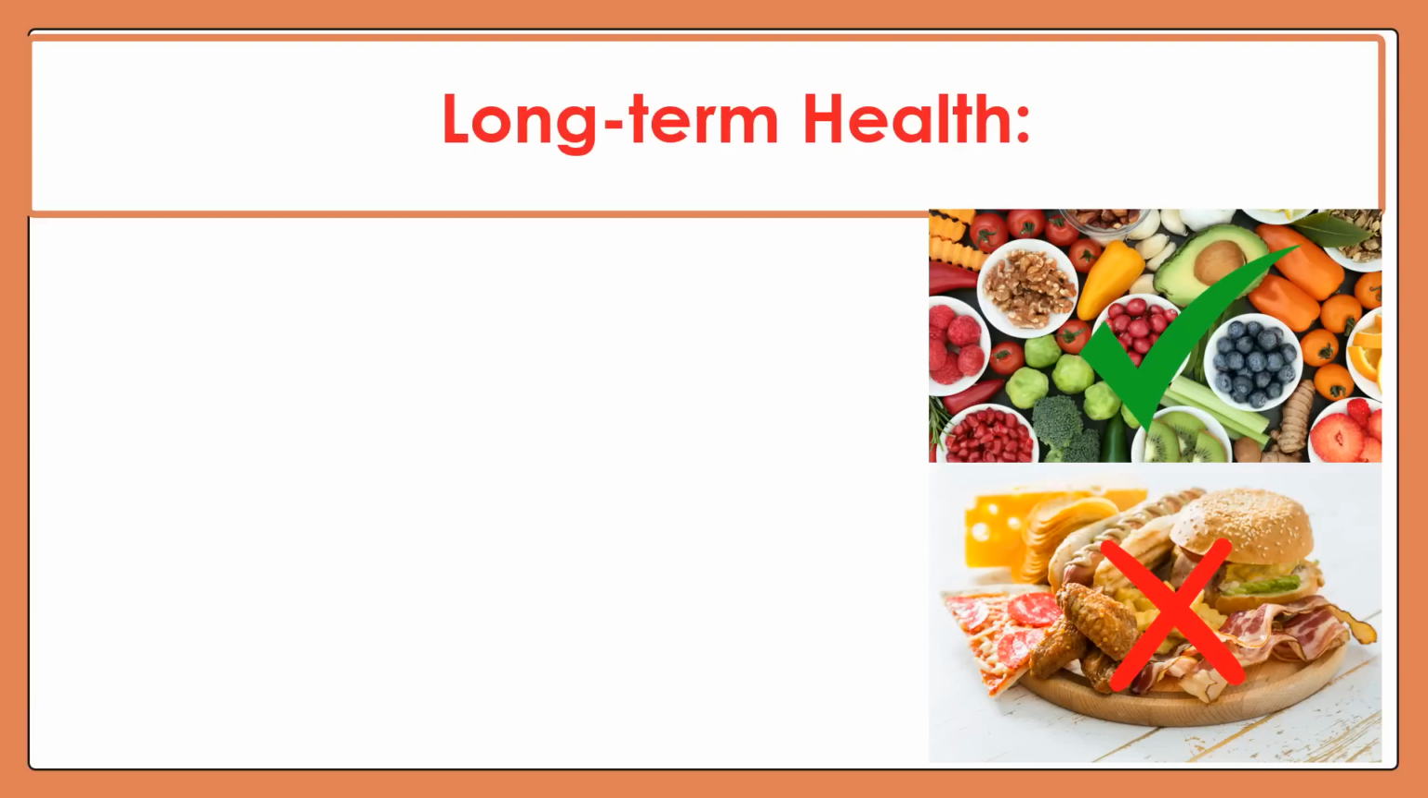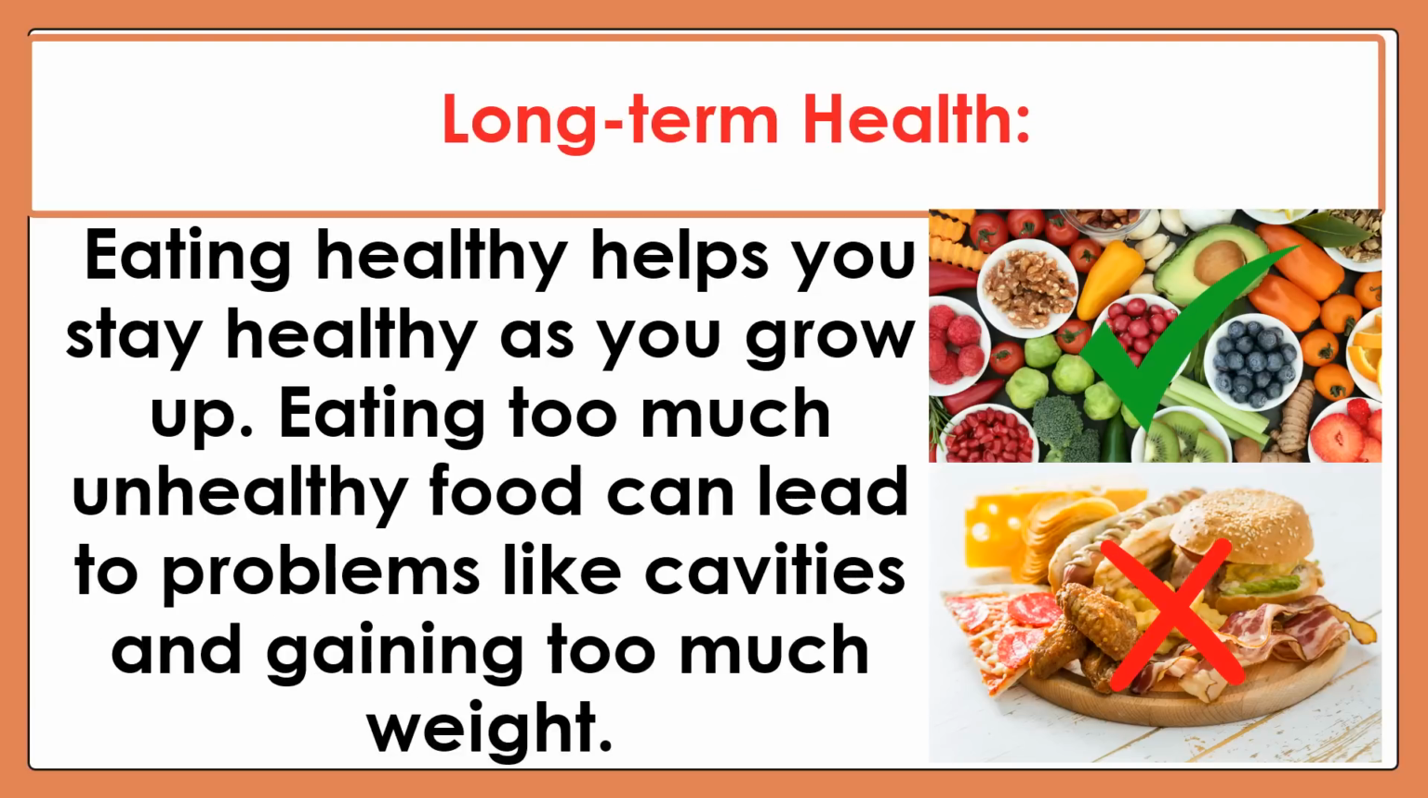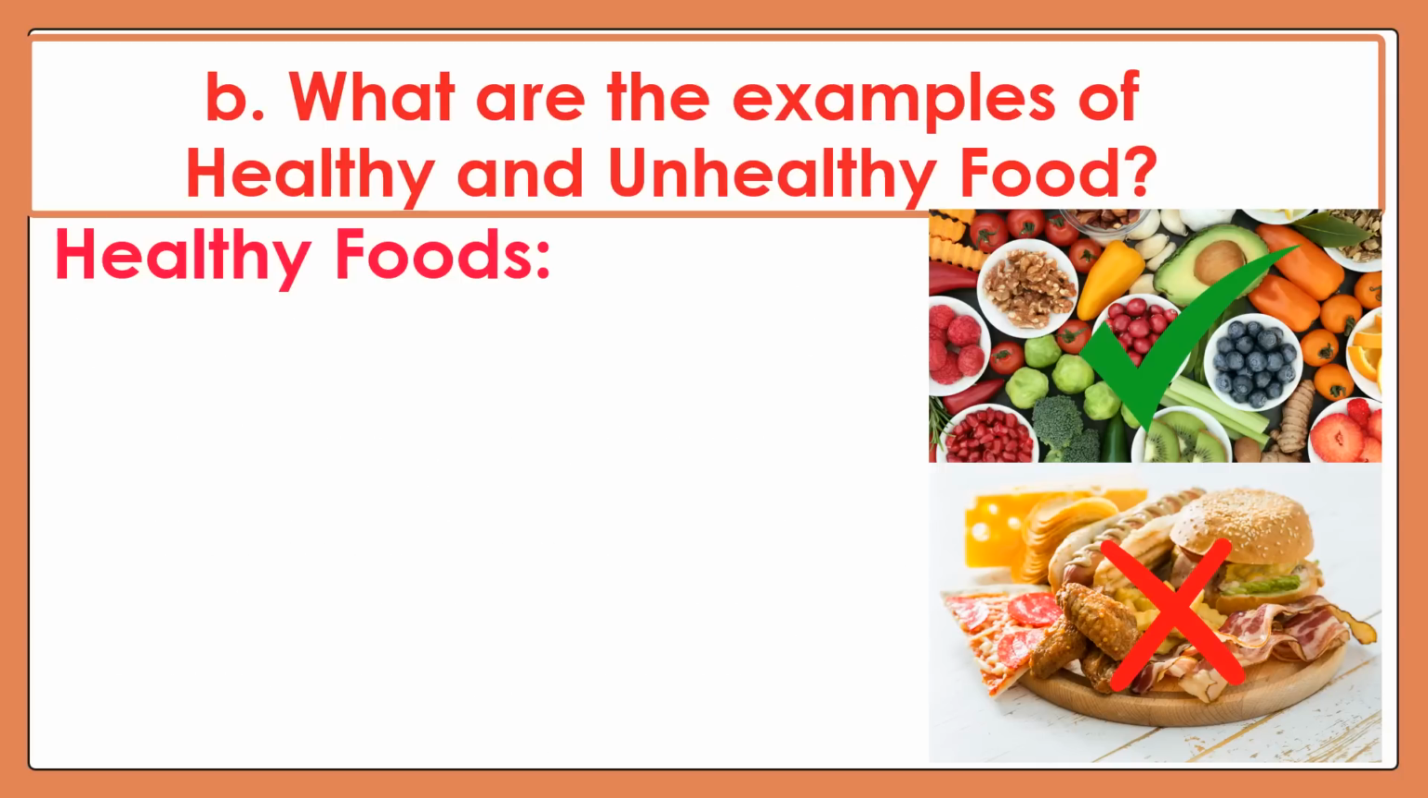Fourth, long-term health. Eating healthy helps you stay healthy as you grow up. Eating too much unhealthy food can lead to problems like cavities and gaining too much weight. B. What are the examples of healthy and unhealthy food?